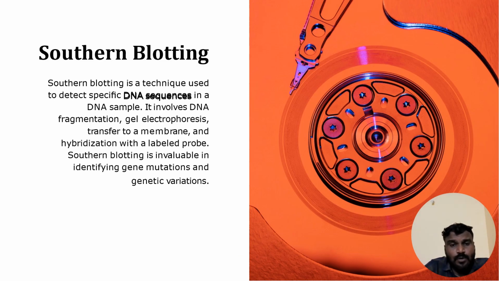Southern blotting is a technique used to detect specific changes in the DNA sequences. It involves DNA fragmentation, gel electrophoresis, transferring it to the membrane, and hybridization with a labeled probe. These labeled probes are prepared specific to some DNA sequence. It can be a gene or can be a marker. So these labeled probes should be prepared beforehand.